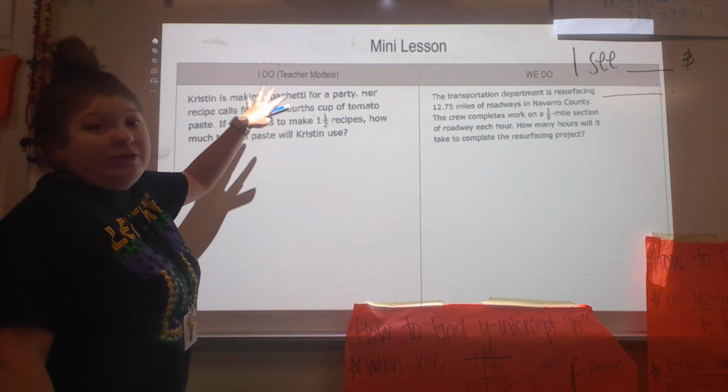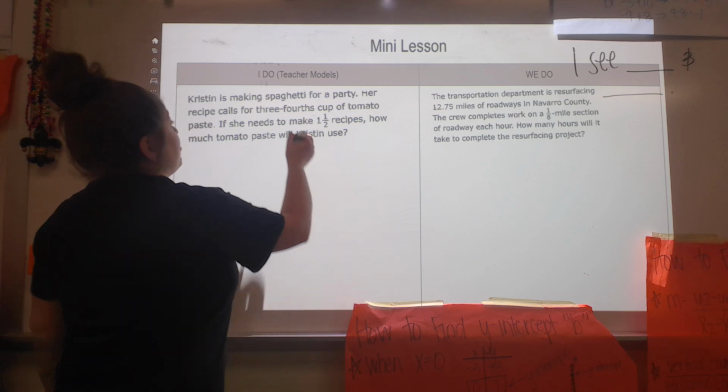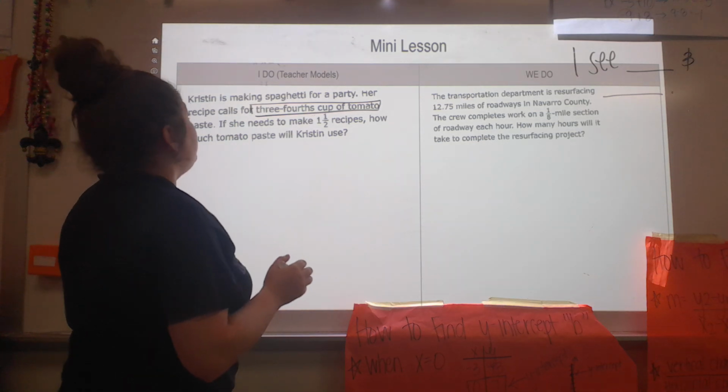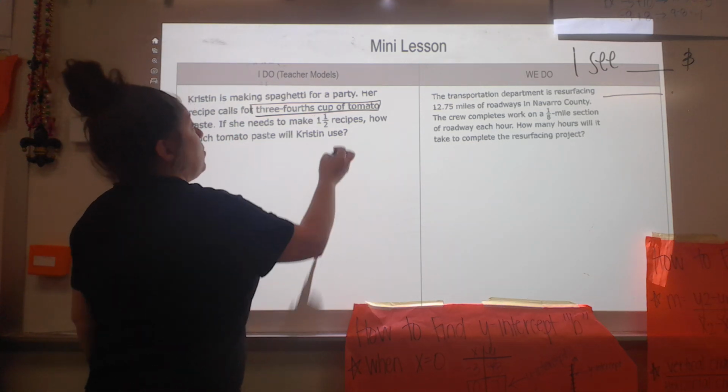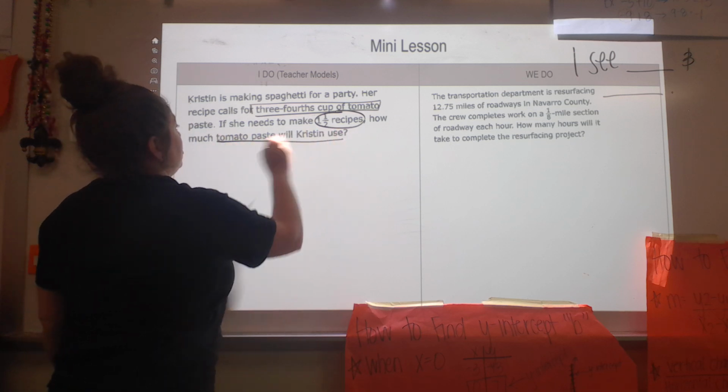Kristen is making spaghetti for her party. Her recipe calls for 3/4 cups of tomato paste. If she needs to make 1.5 recipes, how much tomato paste should Kristen use?